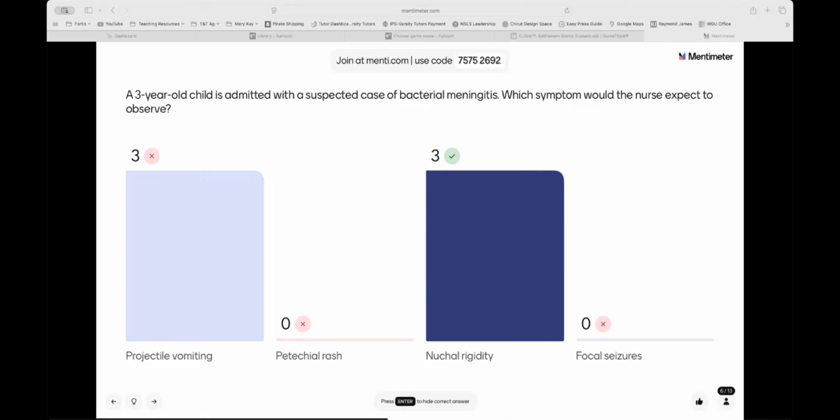So when we're talking about meningitis, where is that inflammation? In the meninges. Where are they located? Your spine and brain. Yep, brain and spinal cord. So we're talking about inflammation of the meninges around that brain and spinal cord. That's going to cause nuchal rigidity, which just means we have stiffness in our neck. That is that classic symptom of meningitis.